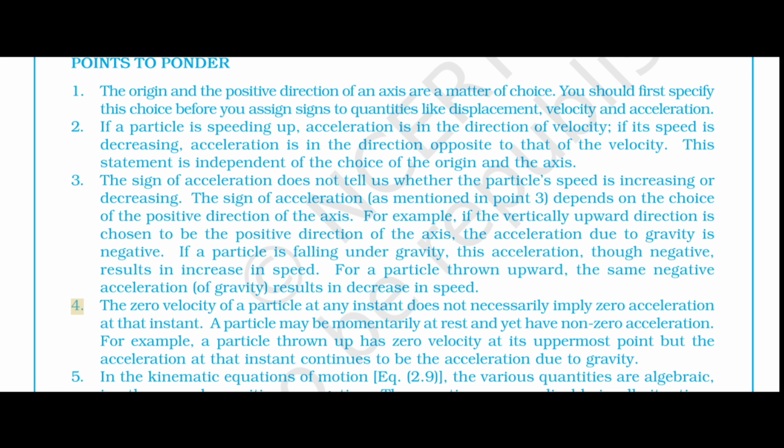4. The zero velocity of a particle at any instant does not necessarily imply zero acceleration at that instant. A particle may be momentarily at rest and yet have non-zero acceleration. For example, a particle thrown up has zero velocity at its uppermost point, but the acceleration at that instant continues to be the acceleration due to gravity.